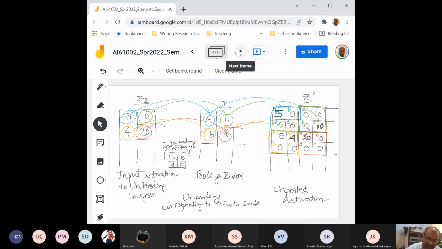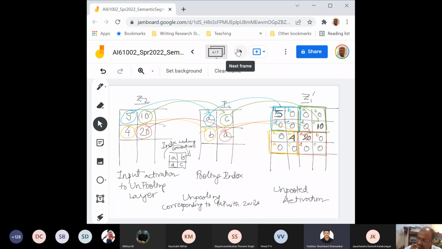Hello, sir. Since we don't have to check for the position, because we already have the indices and the values, we can directly put them on the unpooling activation. So we don't have to check whether the indices are correct or not. We just have to go for the assignment operation. Okay, how will you do it? Let's look into it. Every location in Z1 prime has to be filled up. So write down that algorithm which you are saying.